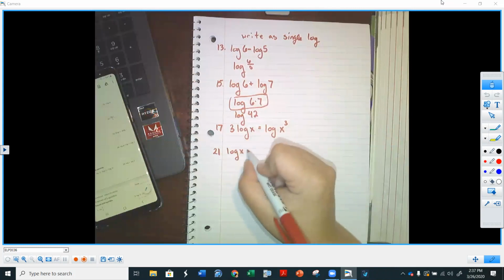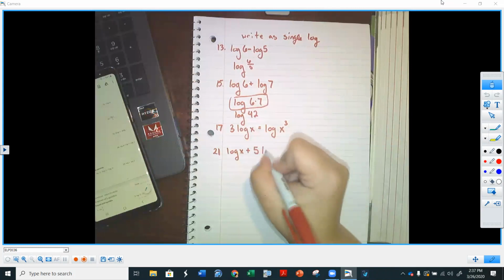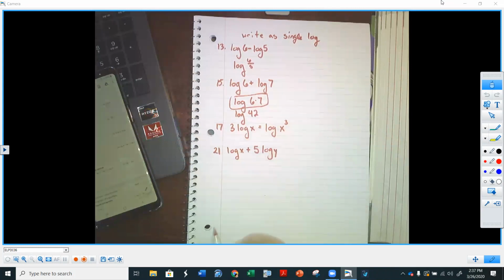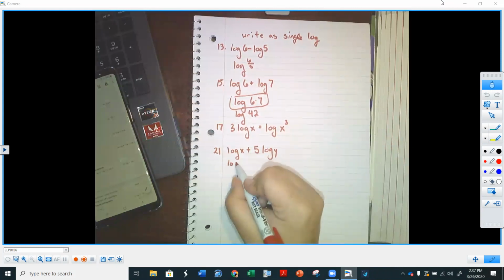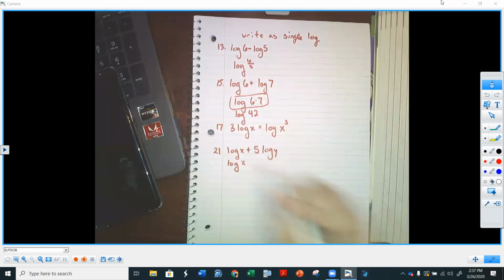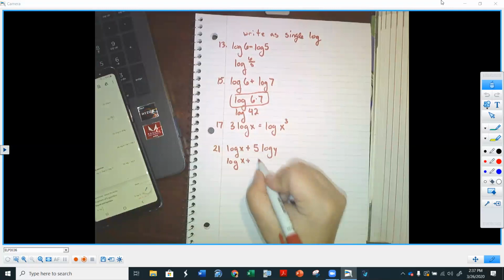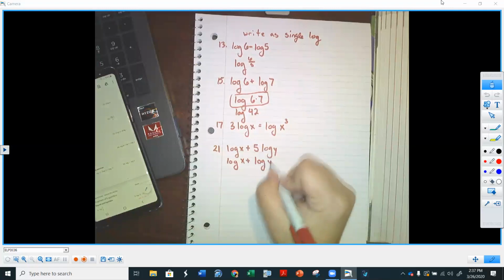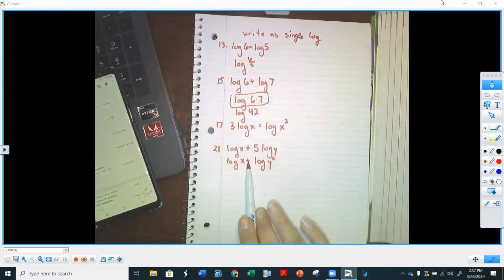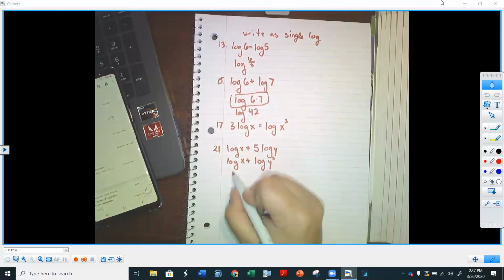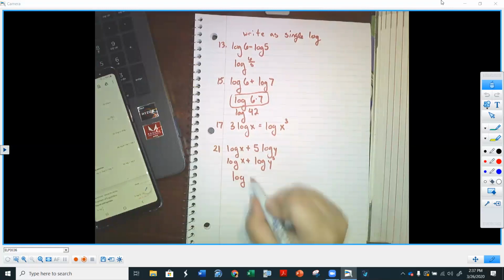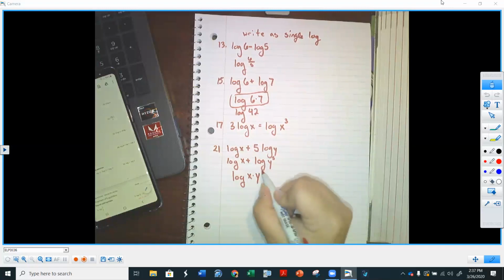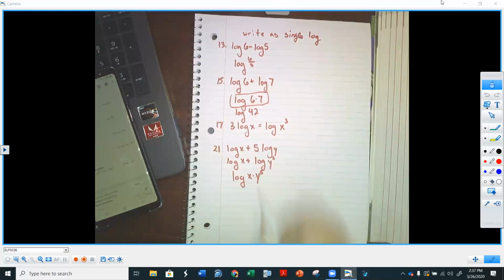I have log x plus 5 log y. Usually, the first thing we're going to take care of is any whole numbers in front of our logs. Even if they were not whole numbers, any numbers in front there could be fractions as well. Plus, we're going to change this 5 to y to the 5th power. Now that we have an addition right here, we're going to change that into a single log. You're only writing one log, and you're going to have x times y to the 5th power. The order that you write these two things in is not important, as long as it's the y that has the 5 on it.